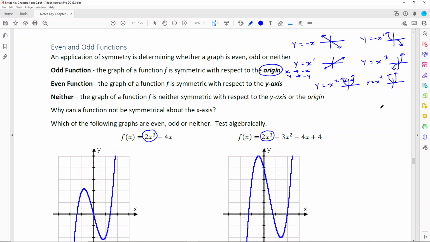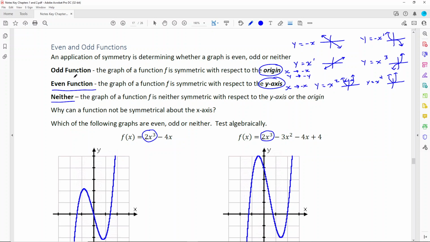So even if I put a negative up front and it opens down, it always has symmetry about the y-axis. So to test for y-axis symmetry, we replace x with negative x. Now, if a graph is neither symmetric with respect to the y-axis or the origin at this point, we will just say neither.